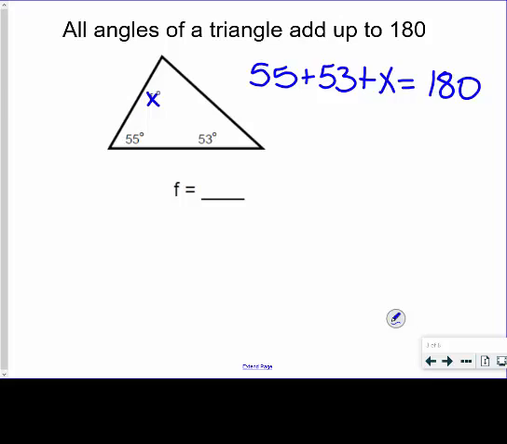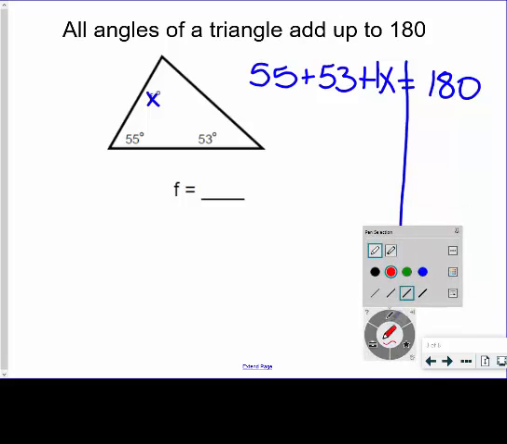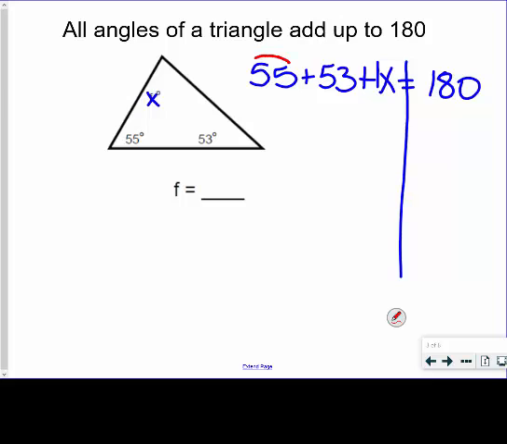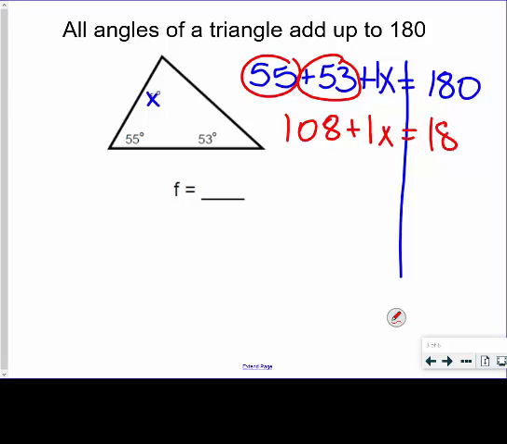So how would I solve this equation? The 1 in front of the x. Okay. What else? You add 55 and 53. Alright, I've got like terms, 55 plus 53, and you get 108. Where did I get that 180 from? Because that's what they all add up to, 180. They're supplementary.